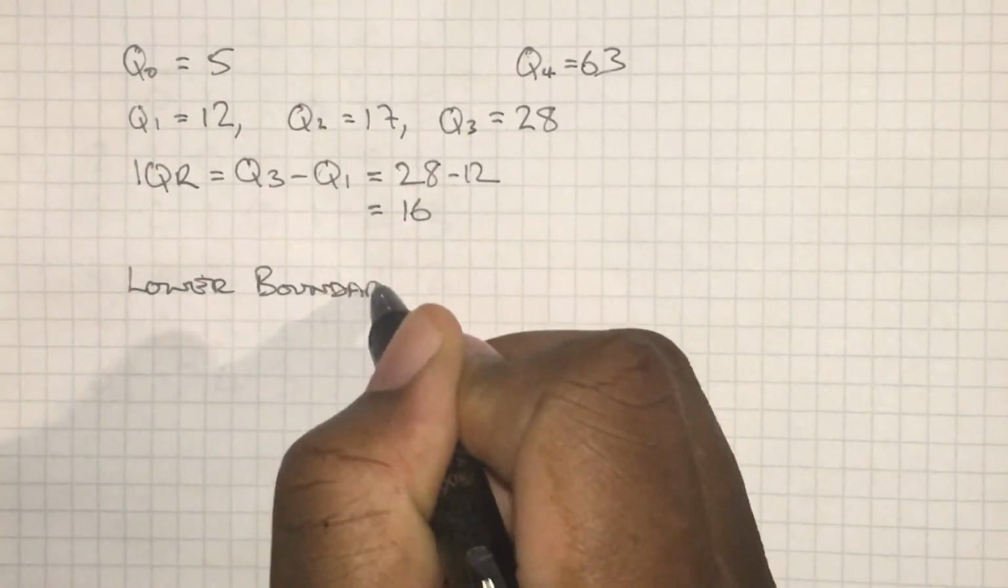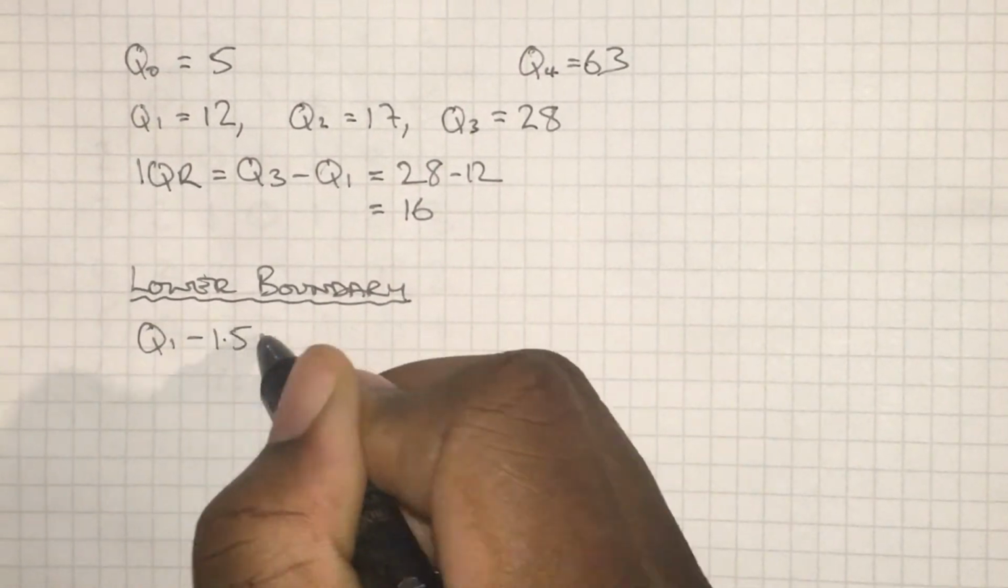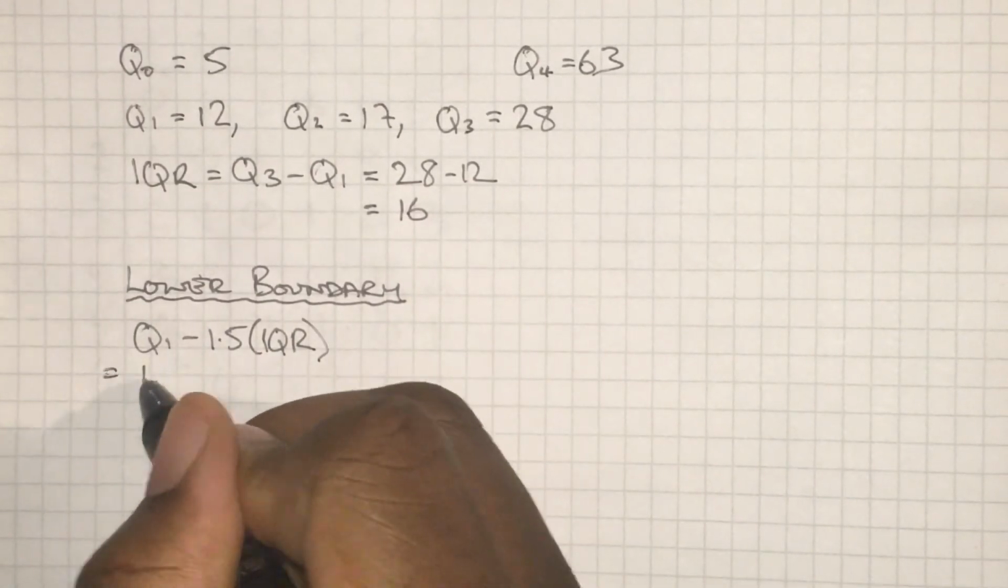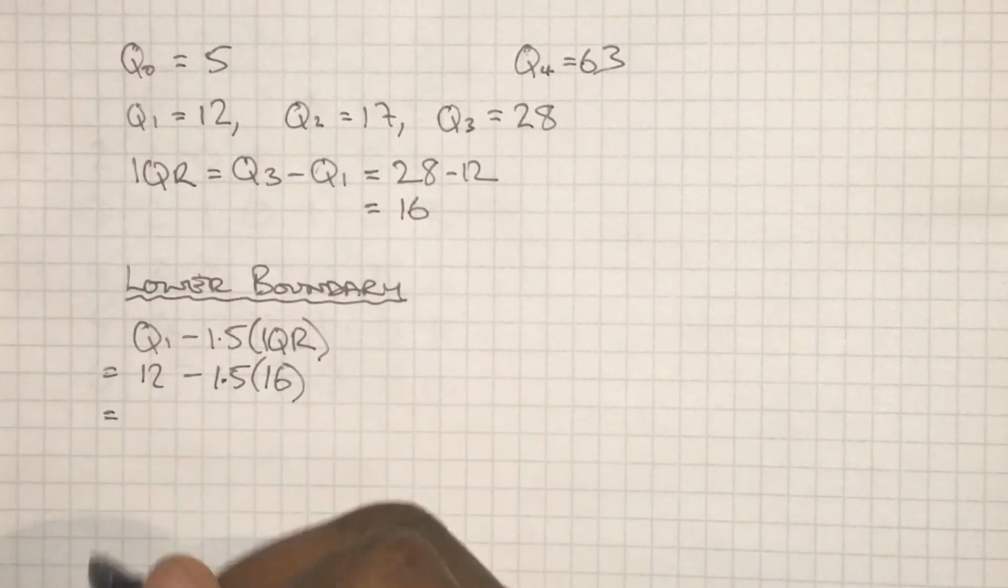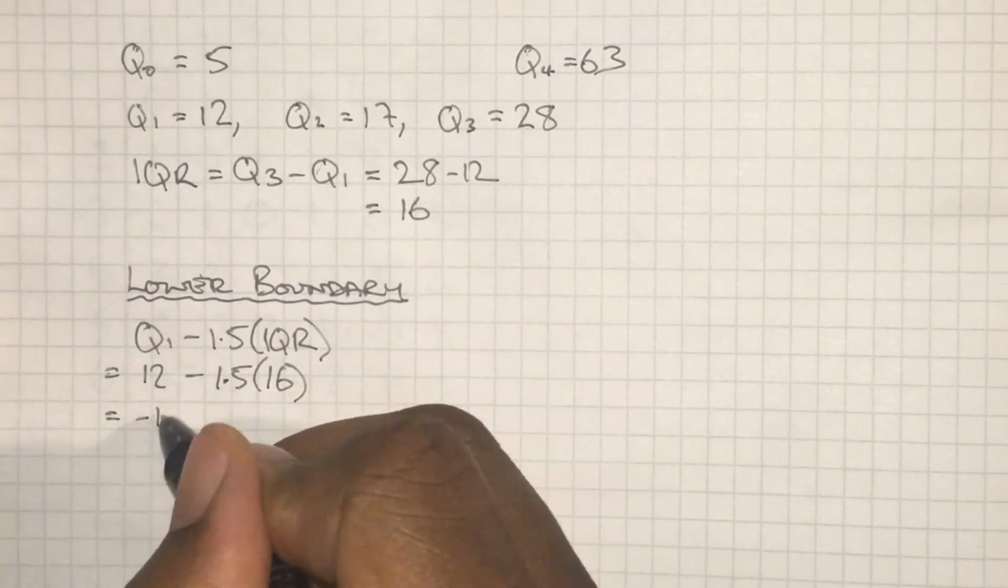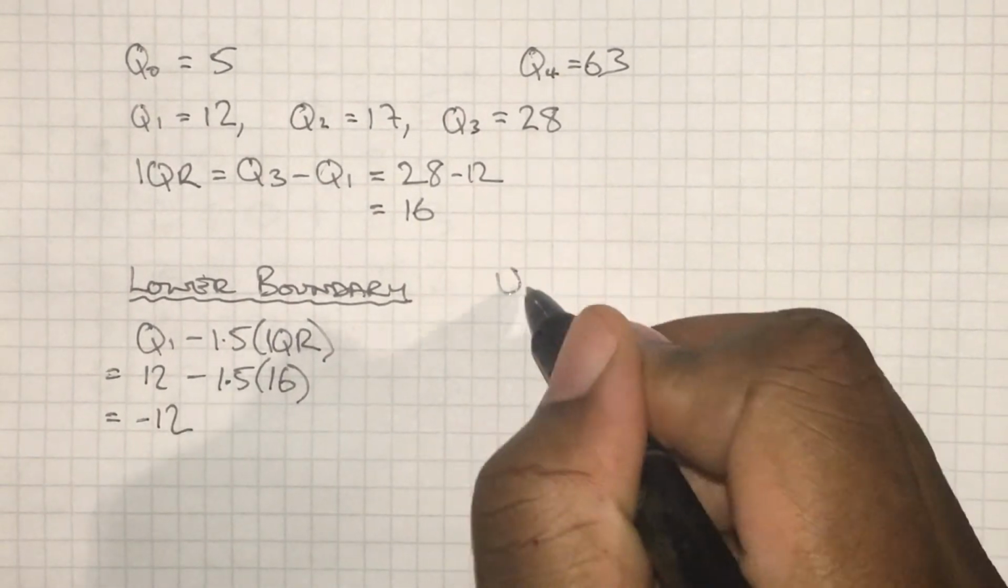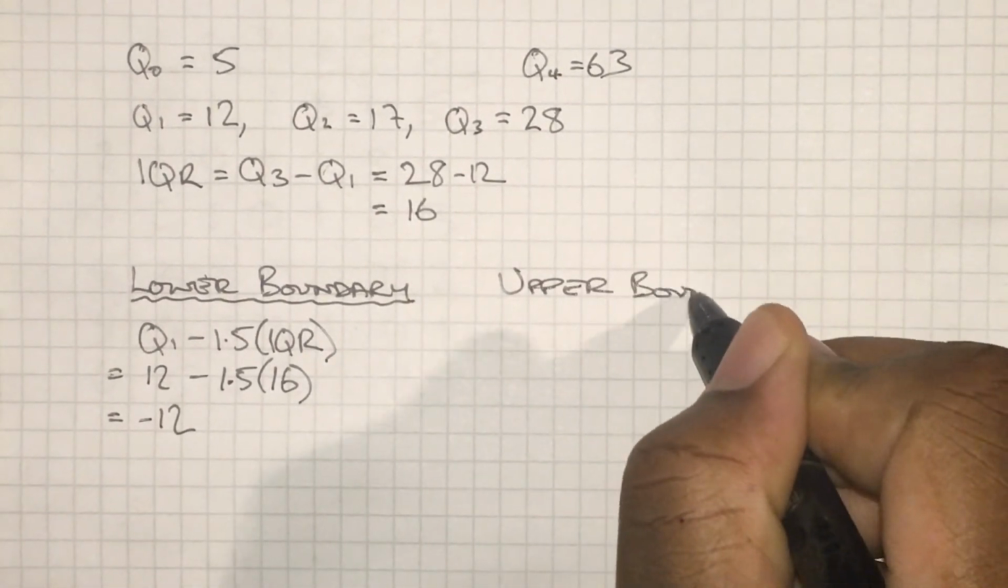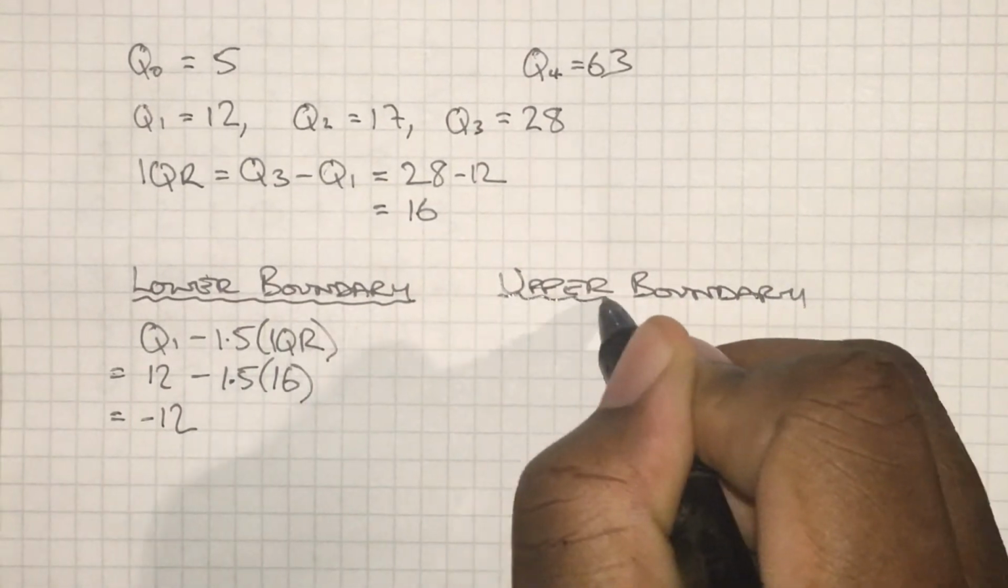I'm going to check for the lower boundary first. Q1 minus 1.5 times 16 gives me negative 12. Okay, none of these data points are negative. They're not even close to 0. There's none of them that are below 0. So I know there's no outlier at the bottom end.